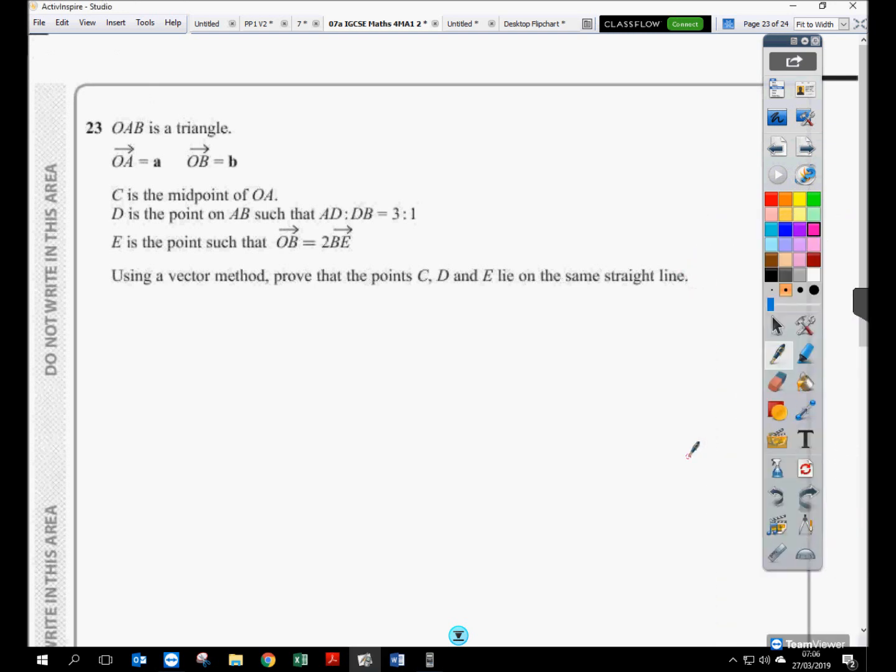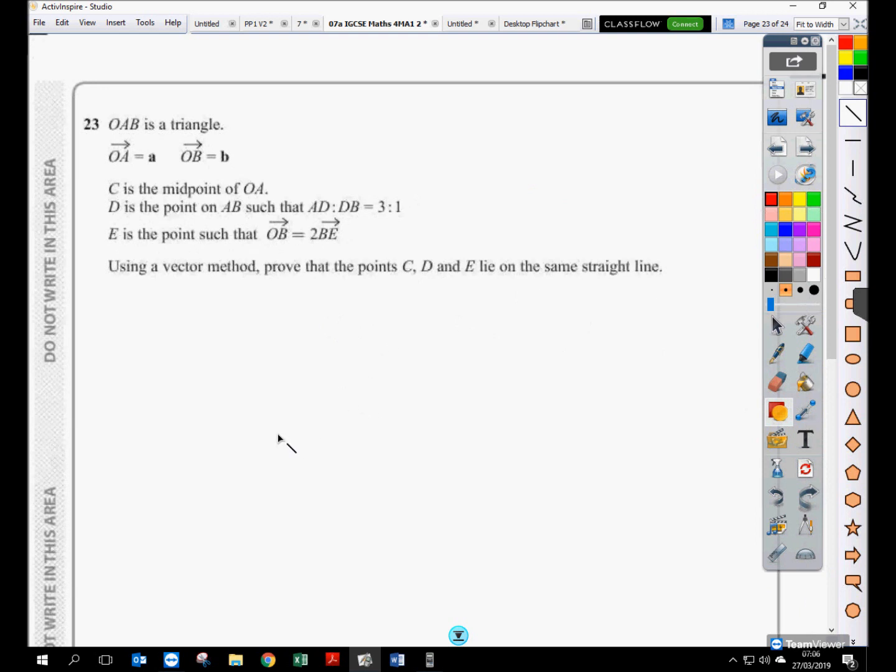Okay, let's have a look at this vectors question. So there's no diagram provided. We can draw a diagram which may be of use to us. So vector OA equals A and vector OB equals B. OAB is a triangle. So let's just mark a point O.